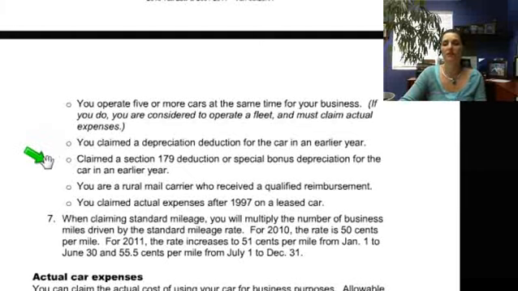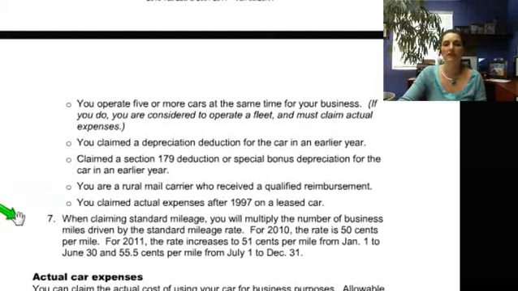Under those same rules, if you claimed a Section 179 deduction or special bonus depreciation for the vehicle in an earlier year, then you cannot claim the standard mileage rate this year. Also, if you are a rural mail carrier who received a qualified reimbursement, you are not allowed to claim the standard mileage rate. And if you claimed actual expenses after 1997 on a leased car, that is another reason why you cannot claim the standard mileage rate.